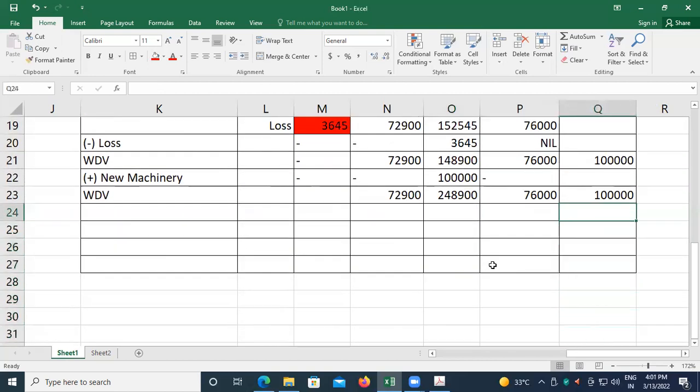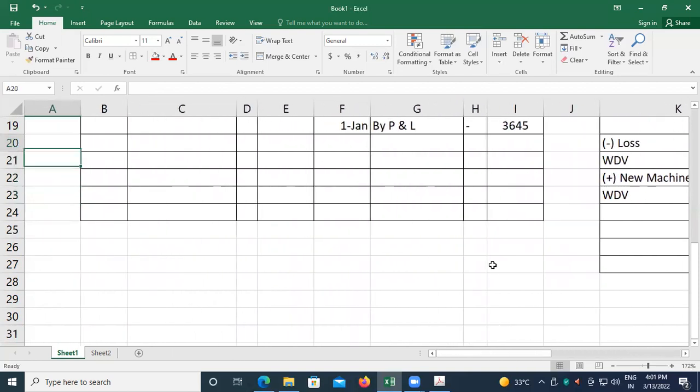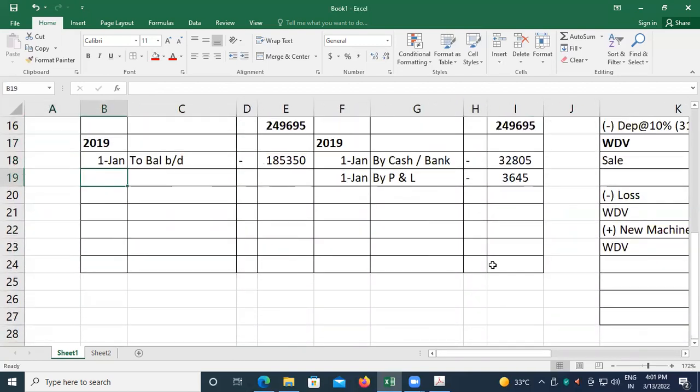So in my business, now the total value is how much? 2,48,900. So now immediately we'll go to our ledger account. Just write down here. First we have balance brought down, and immediately on January 1st itself, I purchased one more asset in my business. So to cash or bank, which is nothing but how much? 1 lakh rupees of asset we have purchased, right?